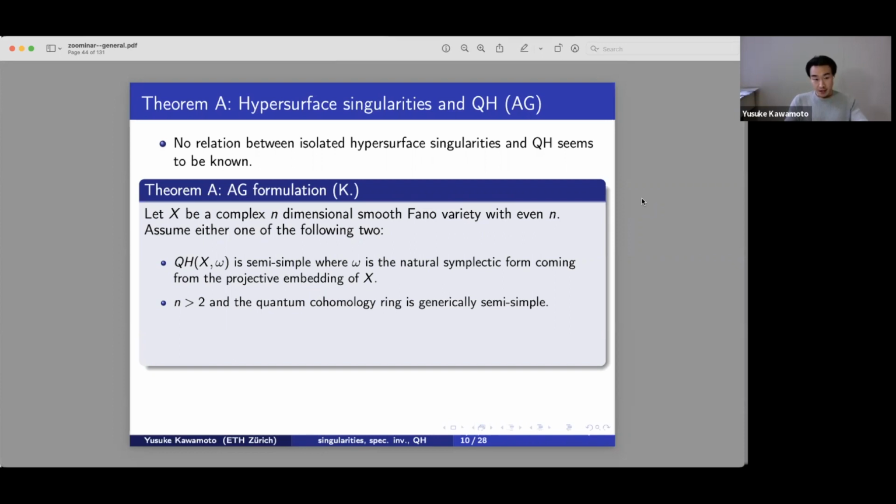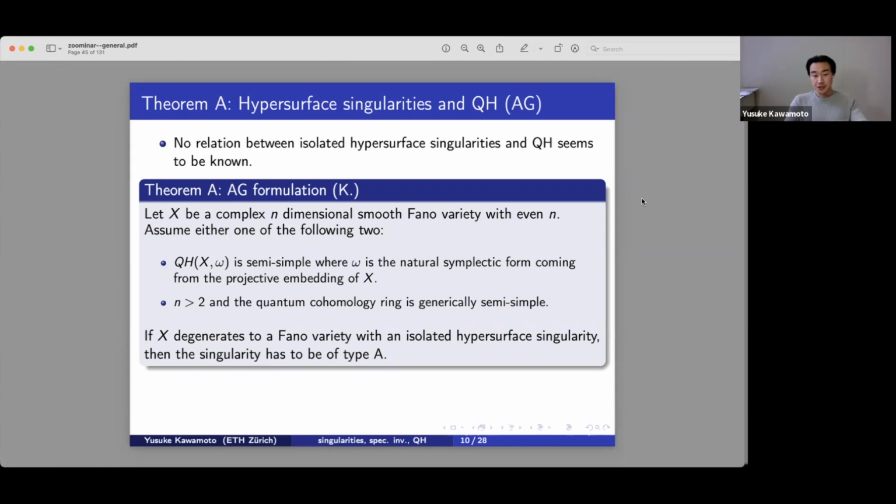So basically, the assumption is that you have semi-simplicity of the quantum cohomology. Now, suppose your variety X degenerates to a singular Fano variety with isolated hypersurface singularities. Then the outcome is that the singularity has to be of type A. So if your Fano variety has semi-simple quantum cohomology, then it cannot degenerate to a D singularity or E singularity or the 14 exceptional singularities. All of those are impossible. You can only have type A.